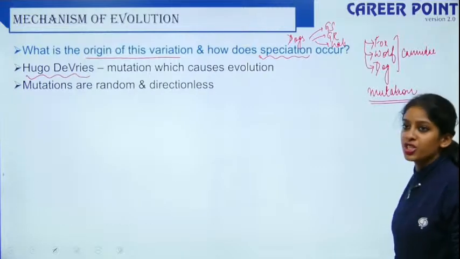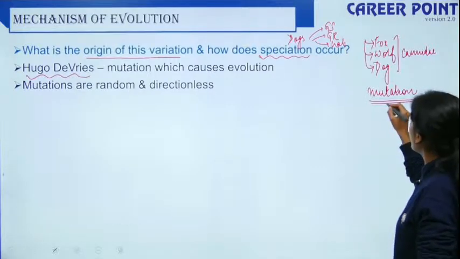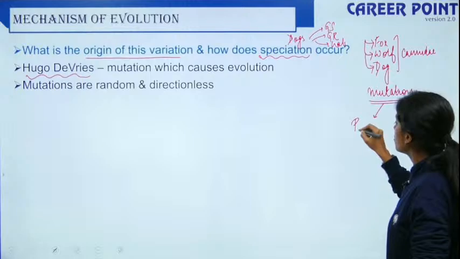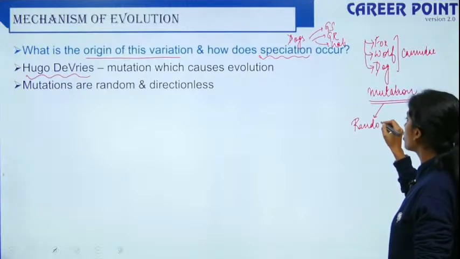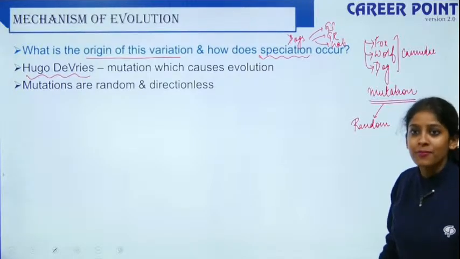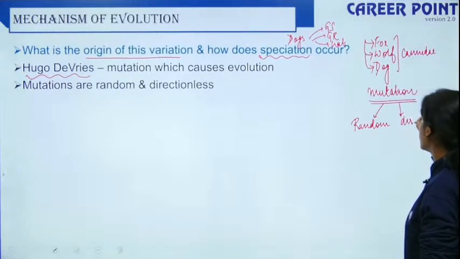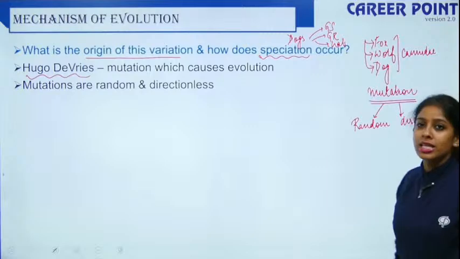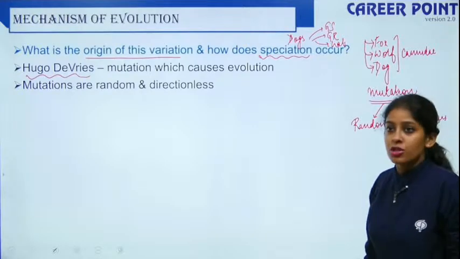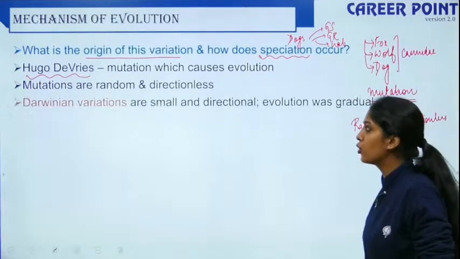Mutations are random. Hugo de Vries also said this mutation is random, so we do not know where exactly it is happening. It is random, okay? And it is directionless. Of course, if it is random, it has no direction, right? So this is how evolution happens. This was stated by Hugo de Vries.